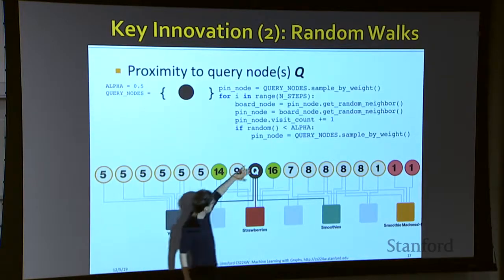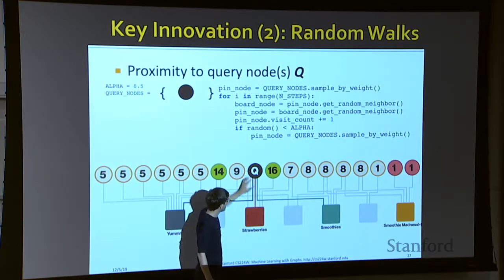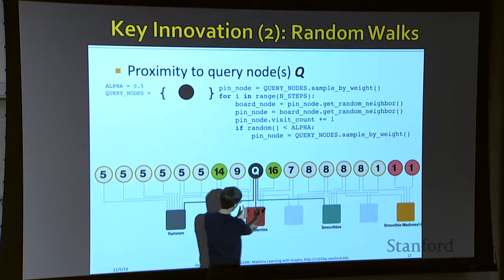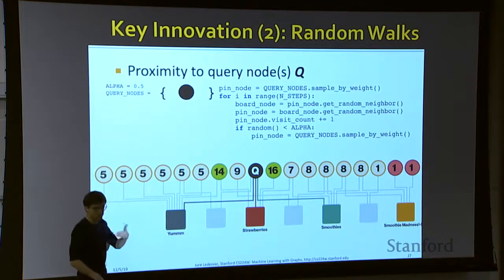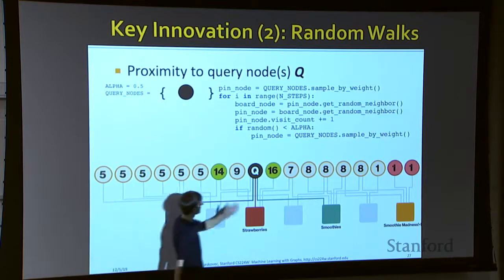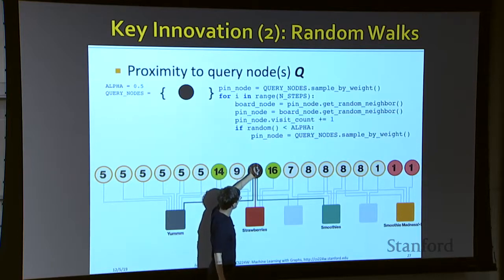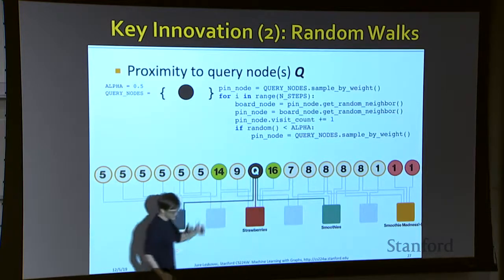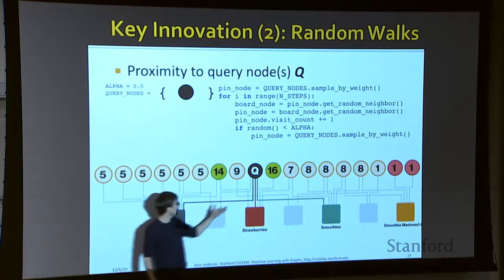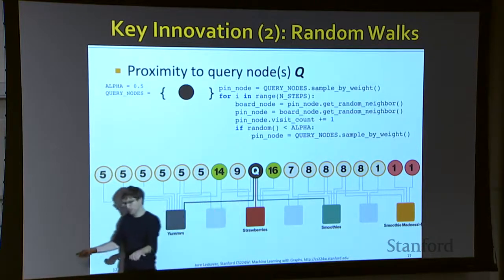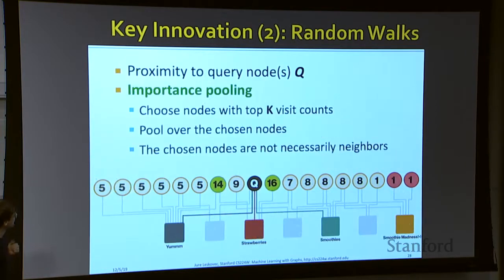If I have my pin I'd like to embed, then, for example, this pin has a lot of other pins with which it shares boards. So what I will do is I will use PageRank random walks to determine what pins are most related to my query pin based on these visit counts or random walk similarities. And the idea will be that then I will just pick a couple of the most important pins and aggregate information from them. So let me try to explain how this will work.